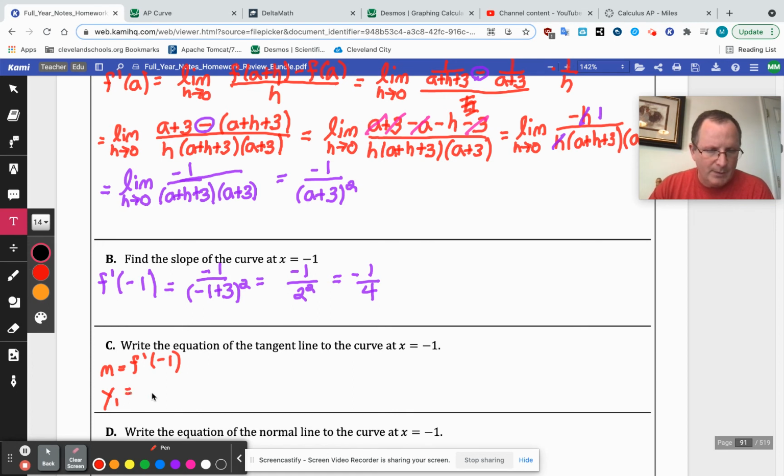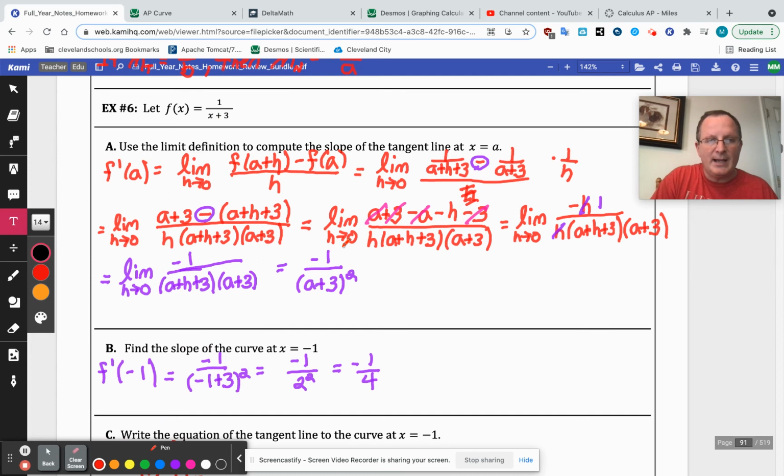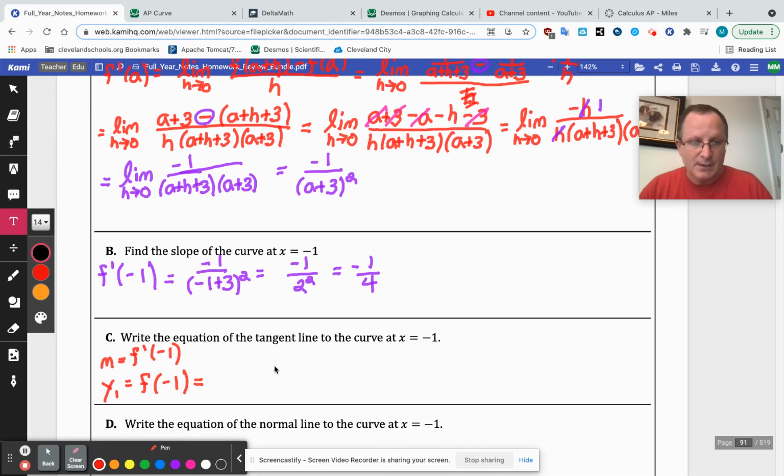So y1 would be f of negative 1. Okay, so this time they didn't tell us. Like on the last problem we did where we did this, they told us 3, 9. 3, 9 was the point. And they could have said, if x is -1, then the y is 1/2, right? It's because I'm going to the original equation. The original equation they told me. So -1 plus 3, which is 1/2. Now watch this.